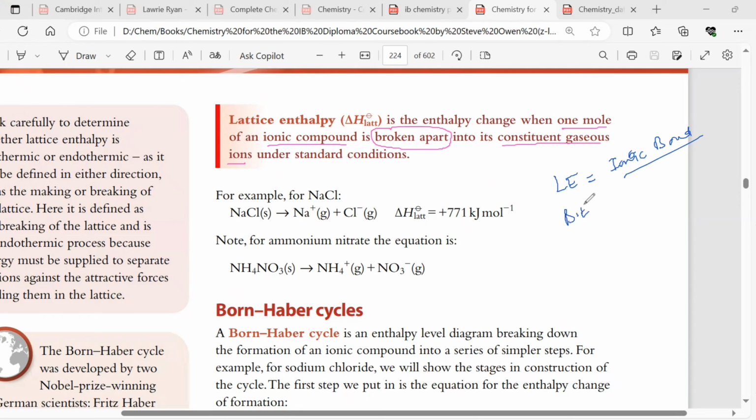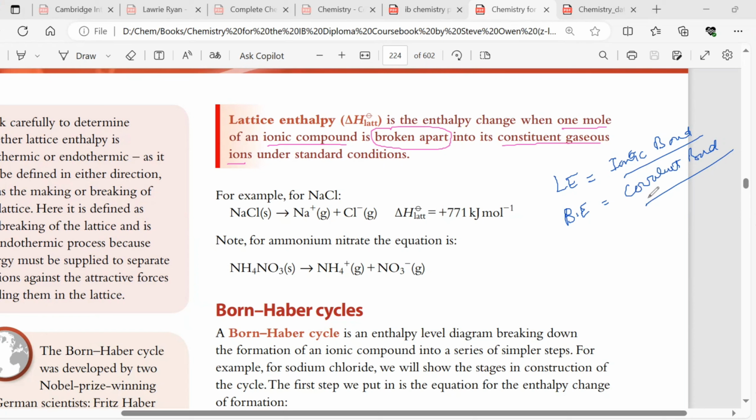What do you mean by bond enthalpy? Bond enthalpy is breaking a covalent bond. Please have a clear-cut idea about this. Is it clear? Lattice enthalpy is breaking an ionic bond. Bond enthalpy is breaking a covalent bond. Make sure that you know this.